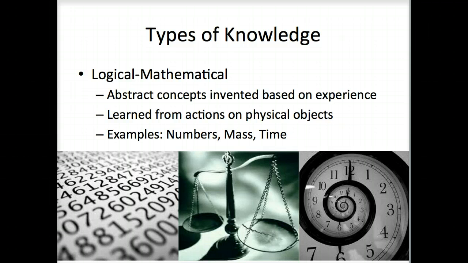The next level of knowledge is logical mathematical, where you introduce abstract concepts. These things are invented based upon your experiences and learned from the actions that you take on physical objects. Things like numbers and the idea of mass and the idea of time, these are abstract concepts. These are things that don't exist in the real world, but we give them names. And so that type of knowledge comes from that experience, and then trying to define the abstract parts of that experience.